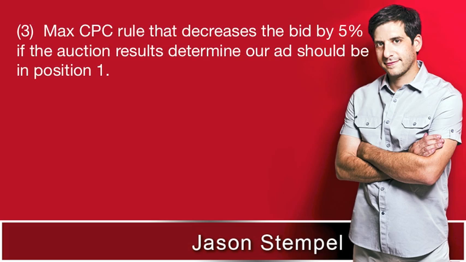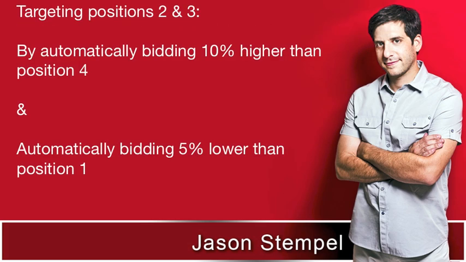Third, we created another bid rule that behaves as a second bookend, automatically decreasing the bid by 5% if the bid would put our ad in the position 1 range. The 2 bookend bid rules we created empower us to always target exactly position 2 and 3, which are the most efficient for our particular seasonal campaign.